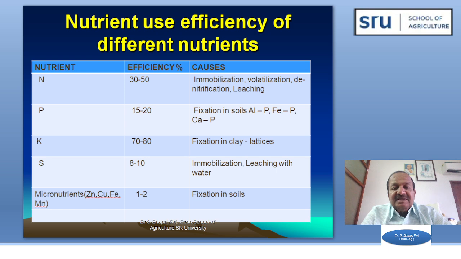Like that, for phosphorus fertilizers, the phosphorus nutrient efficiency is 15 to 20%. Mainly it is because of fixation in the soils as aluminum phosphate, iron phosphate and calcium phosphates.